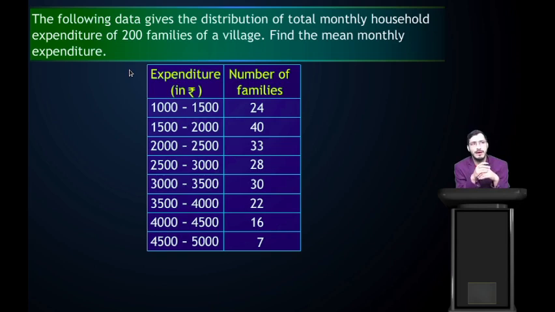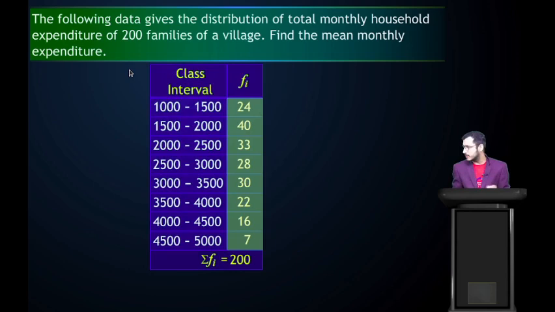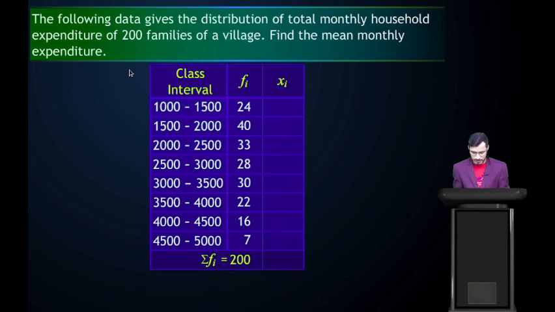Yes, now we have another question here. The following data gives the distribution of total monthly household expenditure of 200 families of a village. So find the mean monthly expenditure. Here class interval and fi are already given. In this case first we add sigma fi, that is 200 here, and now find the xi column. You can see here the xi column.